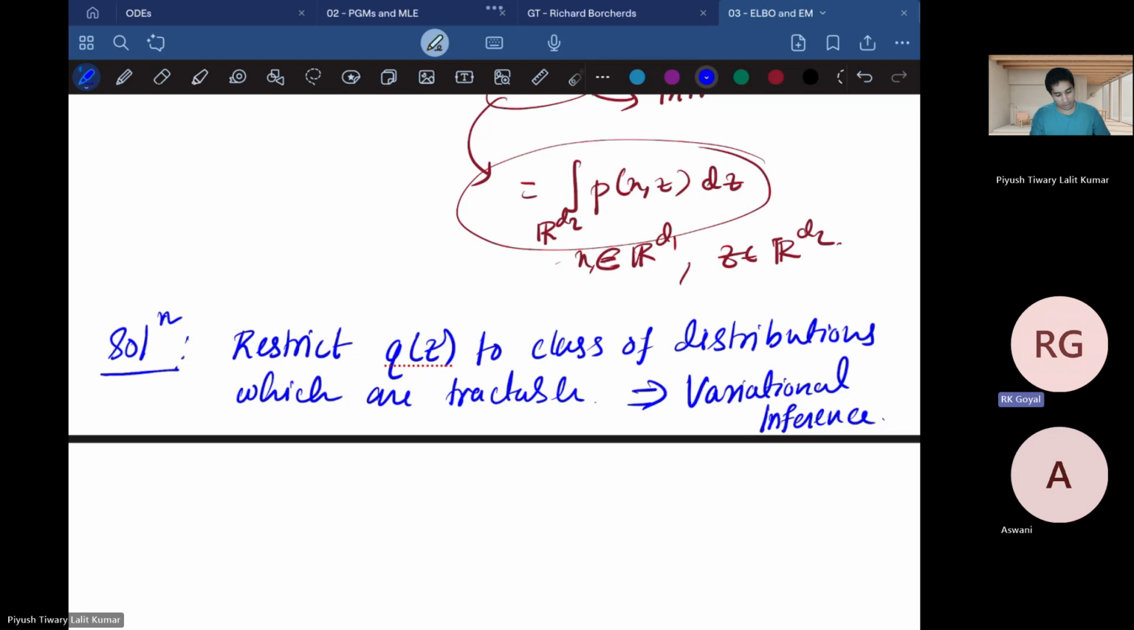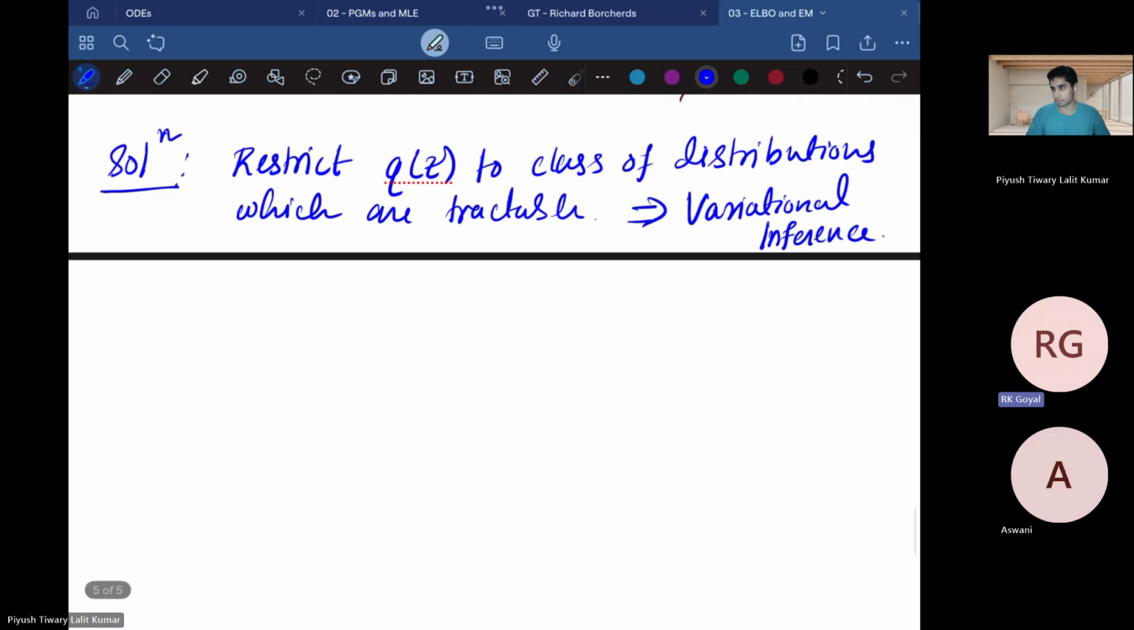I cannot give you any better answer. Generally, most of the distributions are intractable. Let me just say that most of the distributions are intractable. There are very few that are tractable.